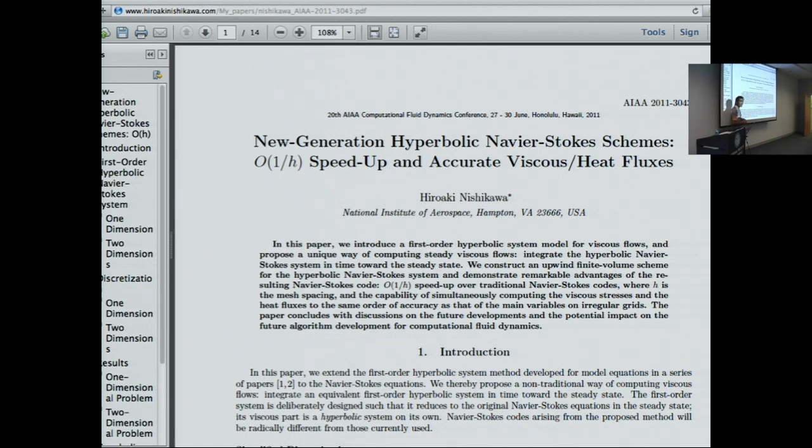And I'm so glad they come to this paper because this is my paper. I know this is crazy. Navier-Stokes cannot be hyperbolic, the viscous terms. And although 1/h speedup, that's crazy because the speedup factor is not just a constant. h is the mesh spacing. So as you refine the mesh, it gets faster and faster. And accurate viscous heat fluxes, we'll see what it means. But I know this very well.